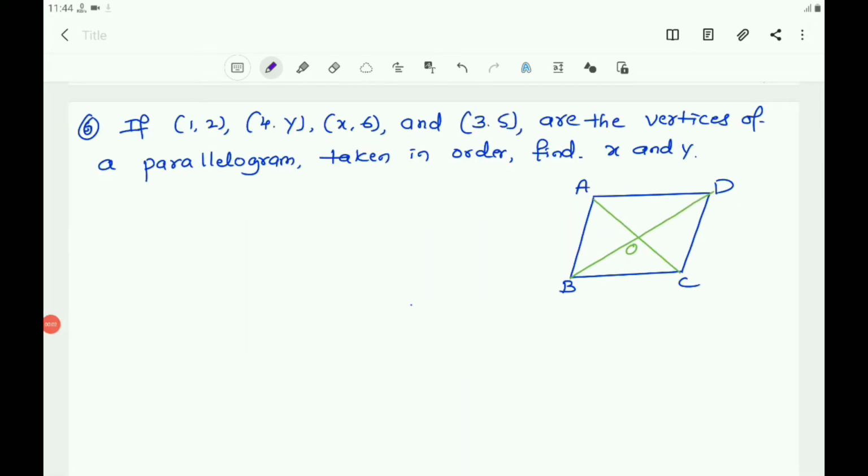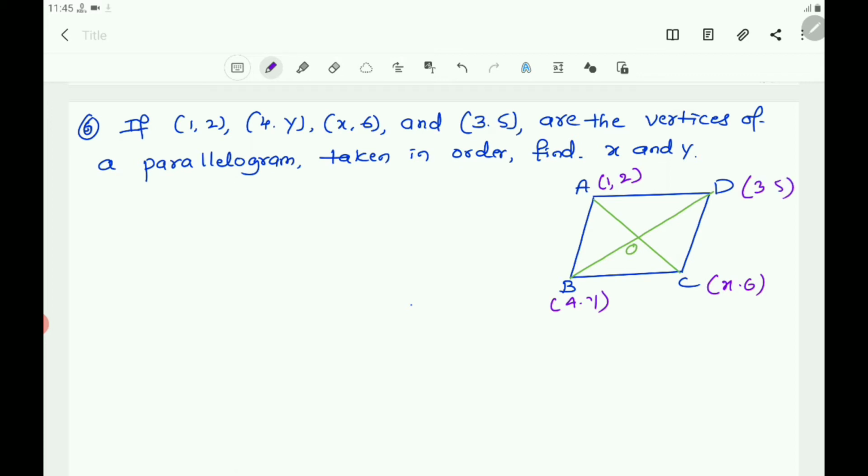Now let us come to the sixth question. If (1, 2), (4, y), (x, 6) and (3, 5) are the vertices of a parallelogram taken in order, find x and y. So it is given that ABCD is a parallelogram with the vertices: A is a vertex with coordinates (1, 2), B is a vertex with coordinates (4, y), C is a vertex with coordinates (x, 6), D is a vertex with coordinates (3, 5).